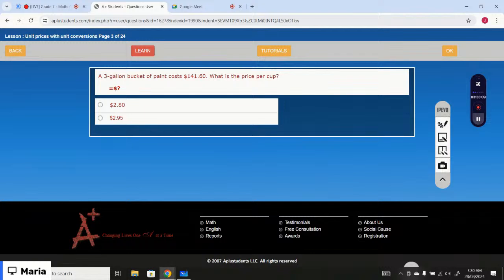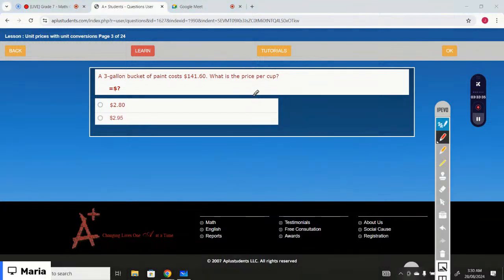A 3-gallon bucket of paint costs $141.60. What is the price per cup? So first thing you have to convert from gallons to cups, right? Because the price you are given is for the gallons. The basic conversion unit is 1 gallon equals 16 cups. So 3 gallons equal 3 times 16, which is 48 cups, right?